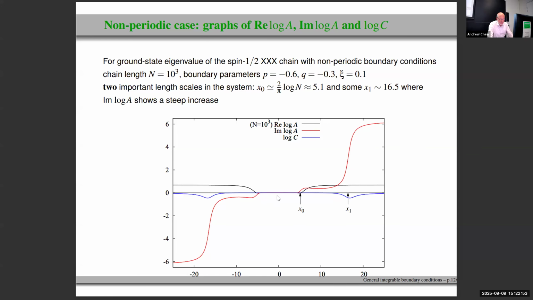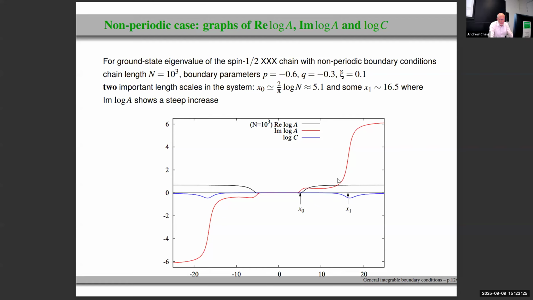So in some inner part between plus and minus log n, that function is 0. It applies also to the imaginary part. And then at this value x0 of the order log n, the functions become non-zero. And then interestingly, at some other value, somewhat larger, the imaginary part does not go to 0 as before in the periodic case, but now it winds up to 2 pi.